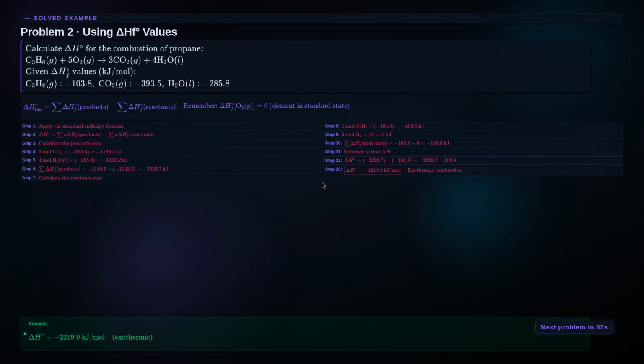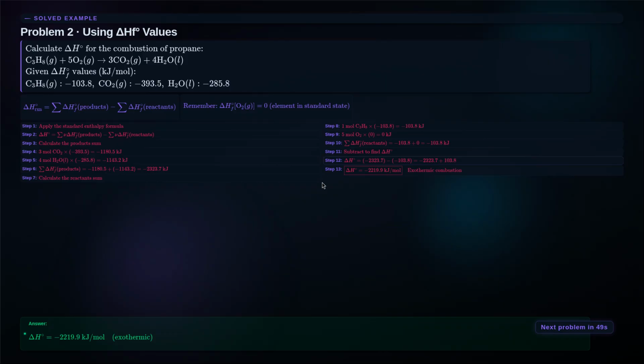Step 1. Apply the formula: delta H naught of reaction equals sum of delta HF naught of products minus sum of delta HF naught of reactants. Step 2. Calculate product sum. 3 times negative 393.5 equals negative 1,180.5. 4 times negative 285.8 equals negative 1,143.2. Total is negative 2,323.7 kilojoules.